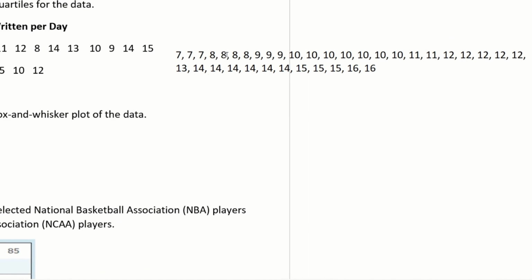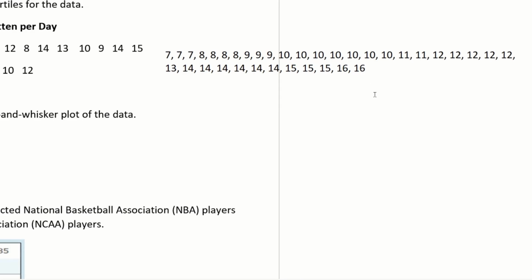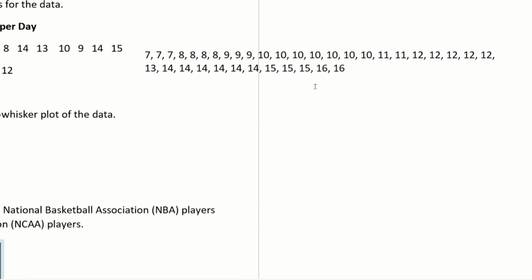So we get 2, 4, 6, 8, 10, 24, and 36. So there should be 36 days here. Okay, so now we're going to find, since there's 36 numbers, that means 36 divided by 2 is 18. So it's going to be between the 18th and the 19th number. 8, 9, 10, 11, 12, 13, 14, 15, 16, 17, 18. So it's going to be between the 18th and the 19th number. So that's your second quartile, which is 11 plus 11 divided by 2, which is just 11.